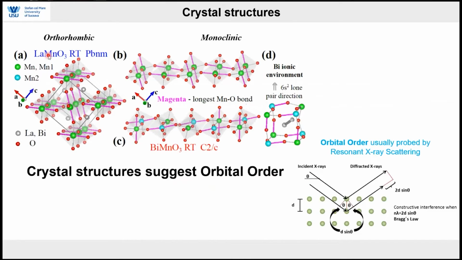The crystal structures for lanthanum and bismuth: at room temperature, I have orthorhombic symmetry for lanthanum and monoclinic for bismuth. What's happening is that in lanthanum MnO3, I have one single environment for manganese. In bismuth, I have two. Here manganese is green; here I have blue and green. So, as I said, two non-equivalent sites in bismuth and only one site in lanthanum.